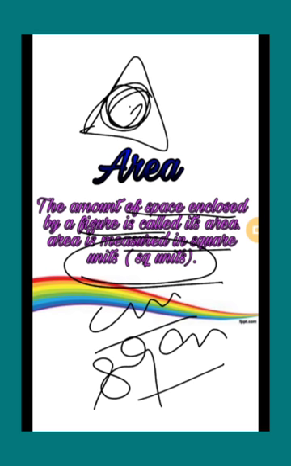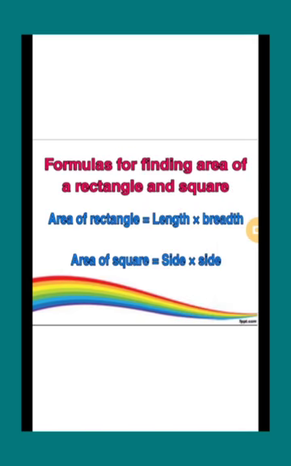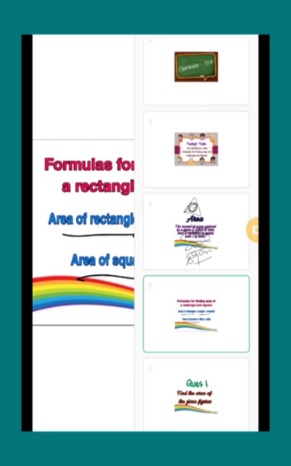Okay, so before starting the questions, we will discuss some formulas related to area. The first formula of area is area of rectangle, which is equal to length multiply breadth, and the second formula is area of square, which is equal to side multiply side. So let's start the questions.